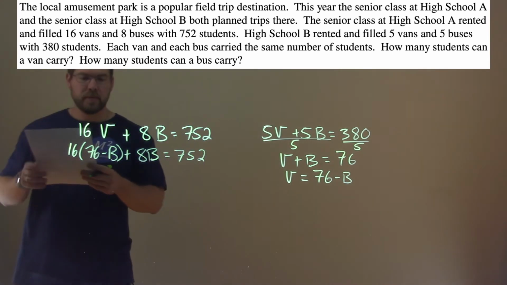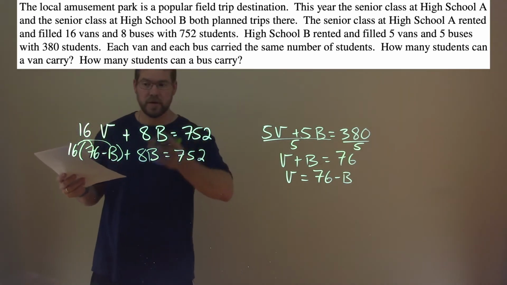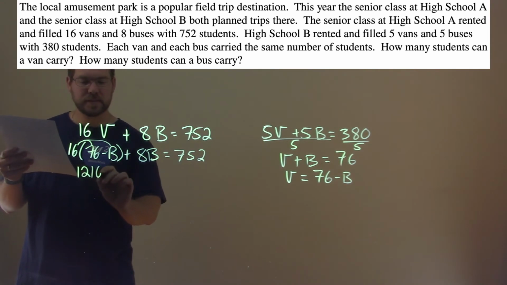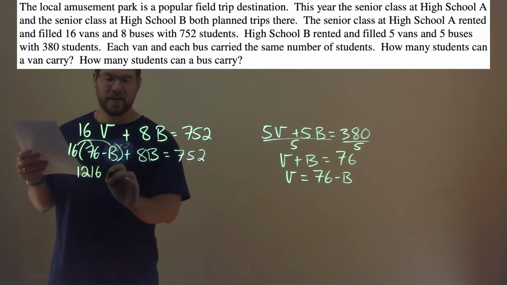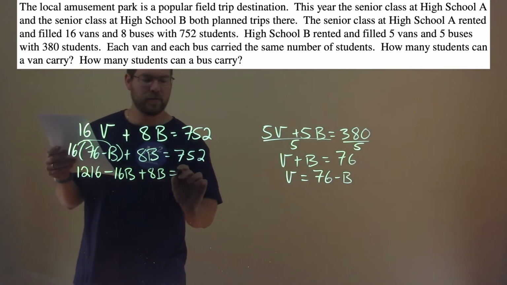We distribute now the 16 to both parts. We're solving for B. We have an equation with one variable. We can solve for it. 16 times 76 is 1,216. 16 times negative b is negative 16b. We have plus 8b equals 752.